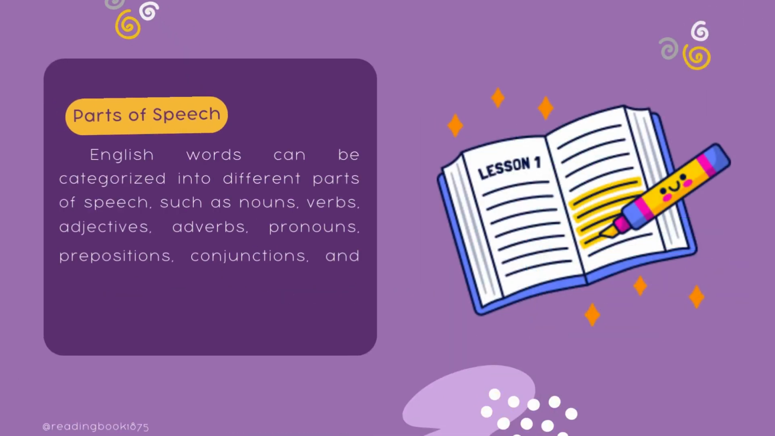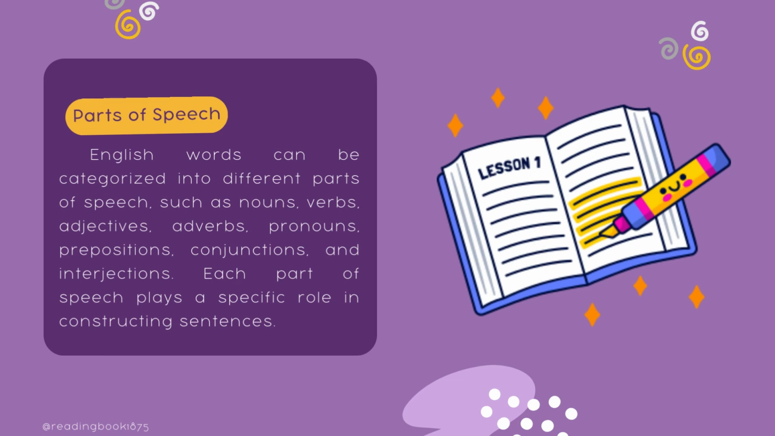Parts of speech. English words can be categorized into different parts of speech, such as nouns, verbs, adjectives, adverbs, pronouns, prepositions, conjunctions, and interjections. Each part of speech plays a specific role in constructing sentences.